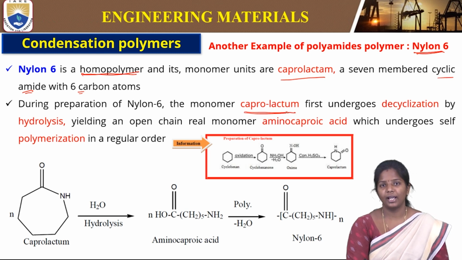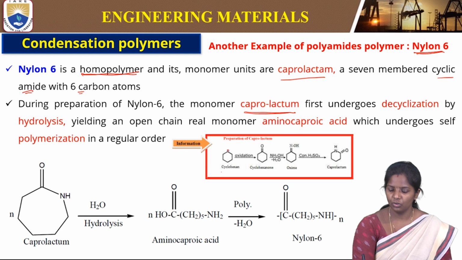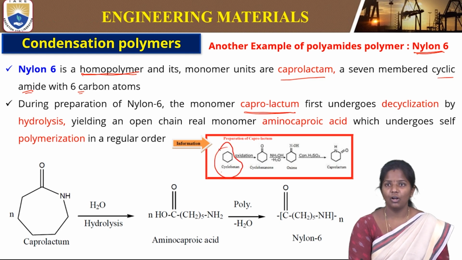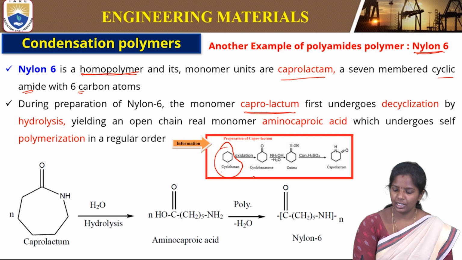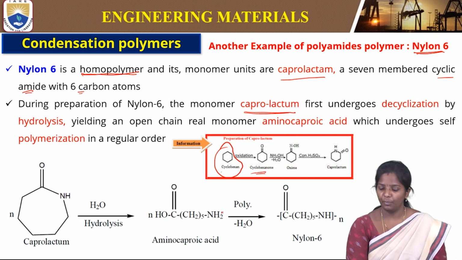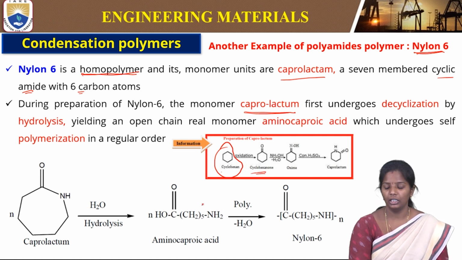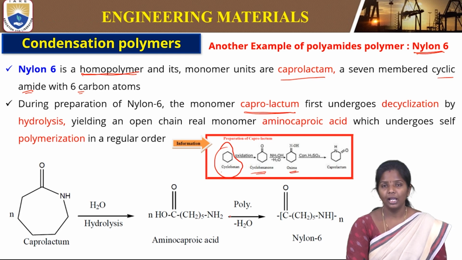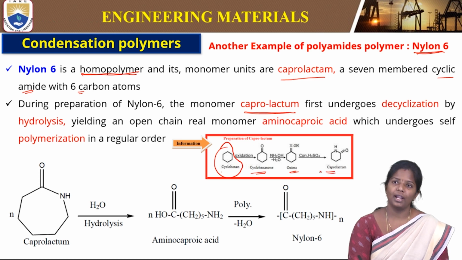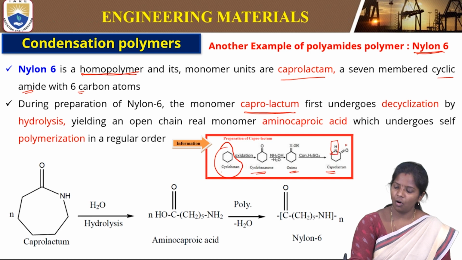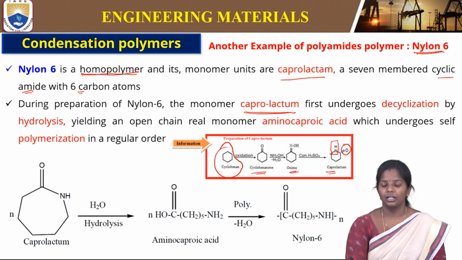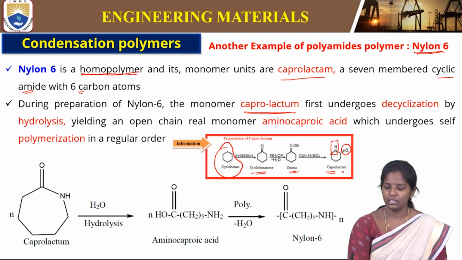How is this caprolactam forming? You know that this is cyclohexane. When oxidation takes place, oxygen is attached and cyclohexanone is forming. Upon reaction with hydroxylamine, there is removal of water and it forms an oxime, and when it reacts with sulfuric acid, it forms caprolactam. It contains an amide group, a nitrogen and an oxygen, in a cyclic structure. This is how it is forming.